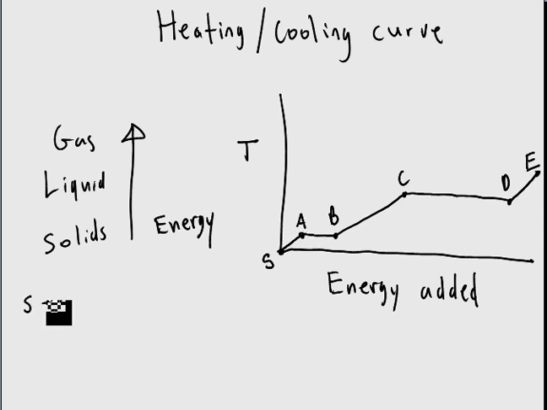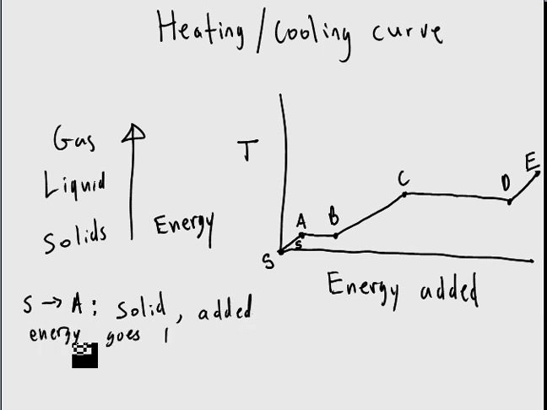And from the starting point to A, we see that this is actually a solid. And as we add energy, the temperature increases. So added energy goes to increased temperature, which means, remember, increased kinetic energy, because temperature is just the average kinetic energy. And that kind of just makes sense. We added energy, so the solid got hotter.